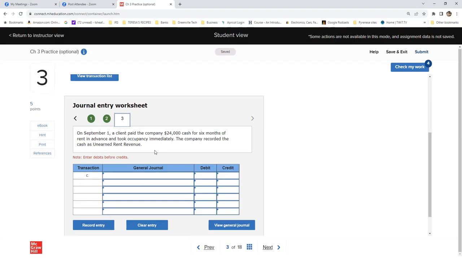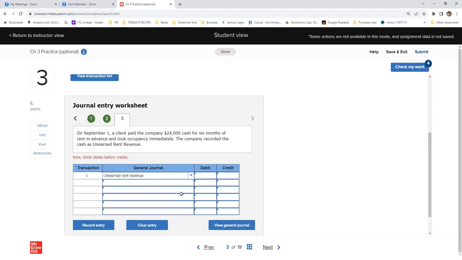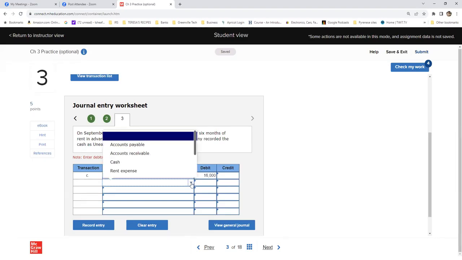So if it's 4,000 a month, on September 1st, we have September, October, November, December. That's 4 months. 4 months of rent is $16,000. So we're going to have a debit of unearned rent revenue, $16,000, and a credit of rent revenue, $16,000.